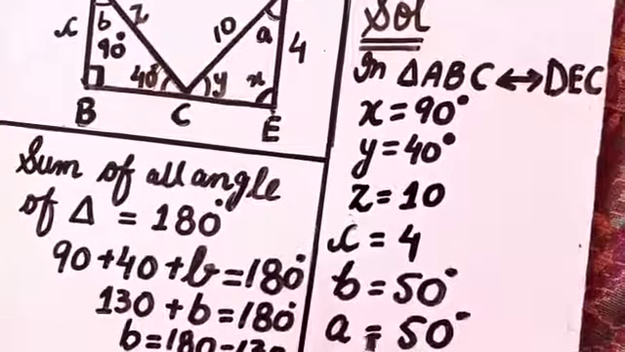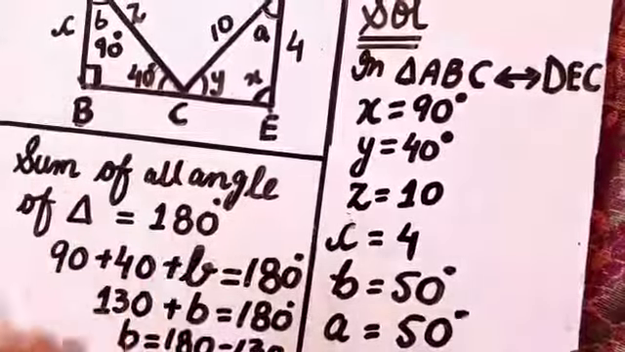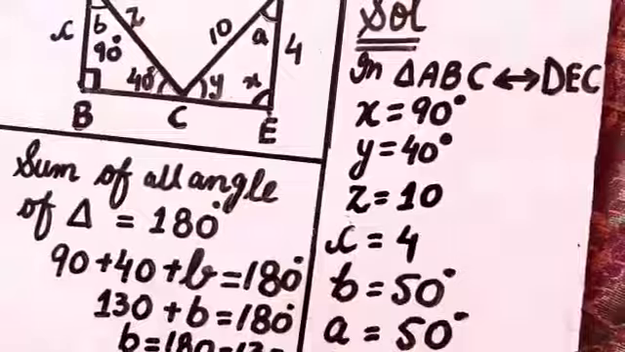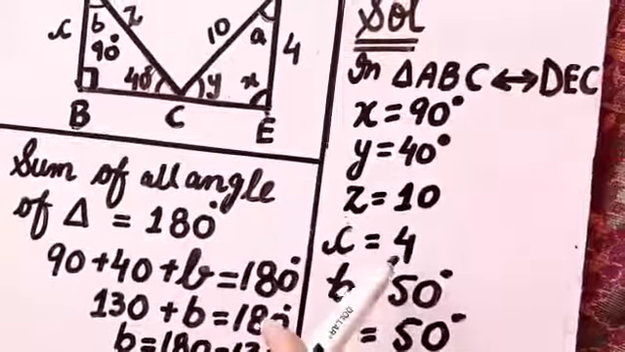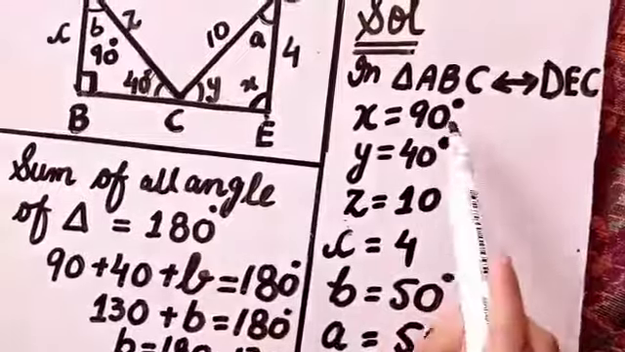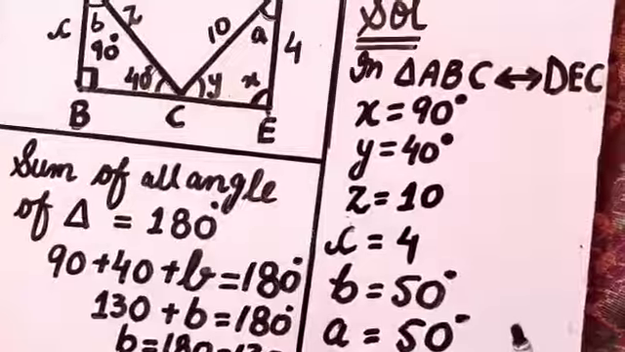Okay, we have found all the unknown variables in these two triangles. a is equal to 50 degree, b is equal to 50 degree, c is equal to 4, while x is equal to 90 degree, y is equal to 40 degree, and z is equal to 10.